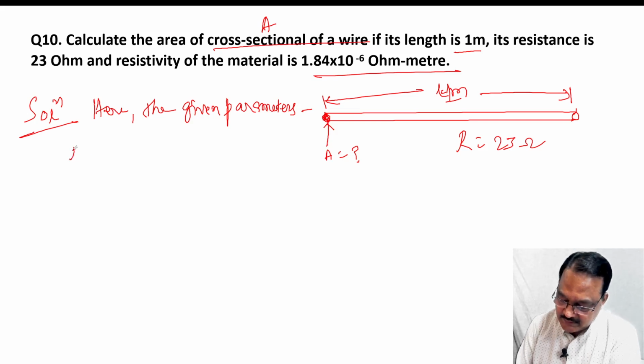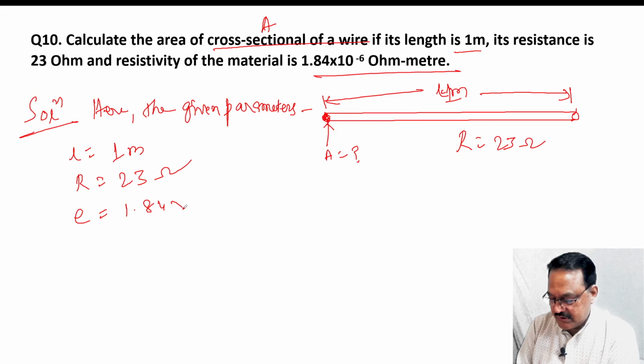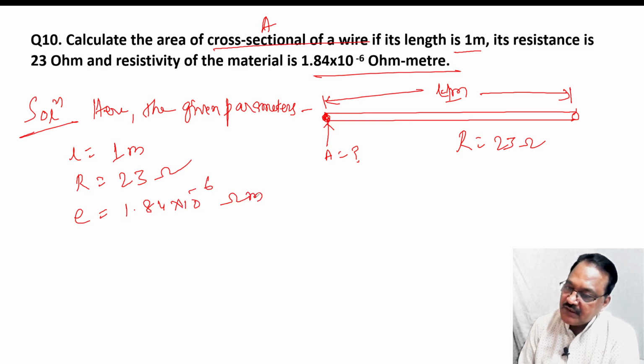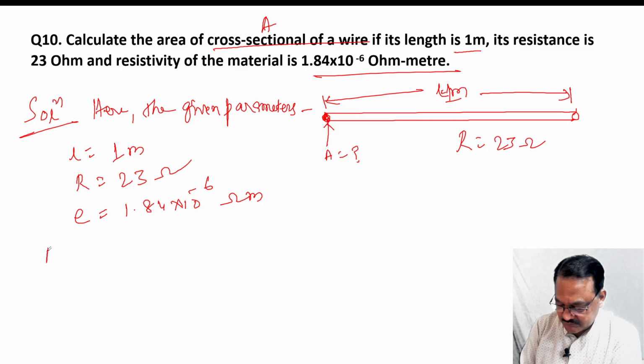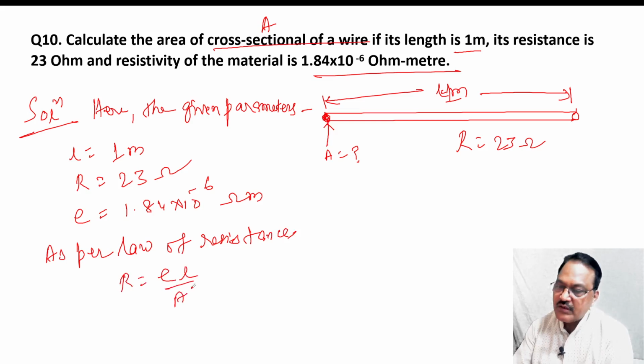What is given here? L, we can write here 1 meter. Then R is 23 ohm given. Rho is also given, 1.84 into 10 to the power minus 6 ohm meter. Then as per the basic formula, as per the law of resistance, R is equal to rho L by A. This is the basic formula.